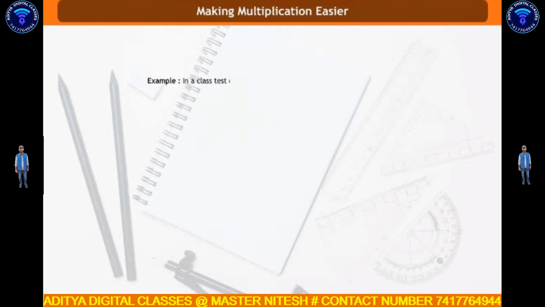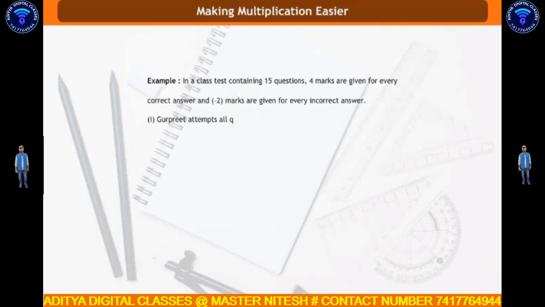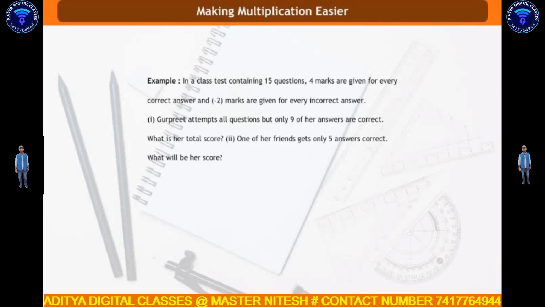Example: in a class test containing 15 questions, 4 marks are given for every correct answer and -2 marks are given for every incorrect answer. Gurpreet attempts all questions but only 9 of her answers are correct. What is her total score? One of her friends gets only 5 answers correct. What will be her score?